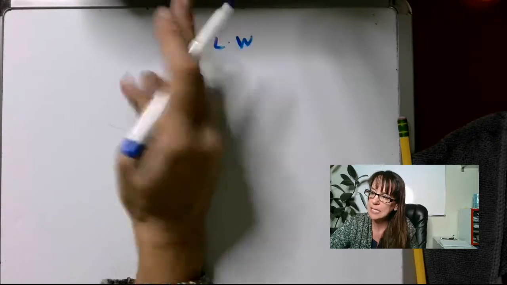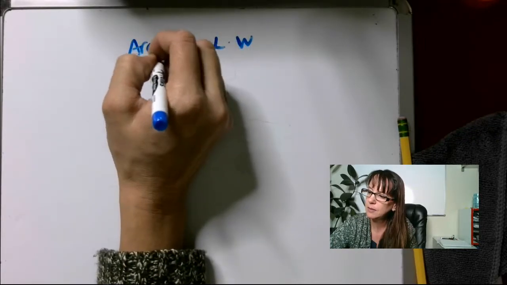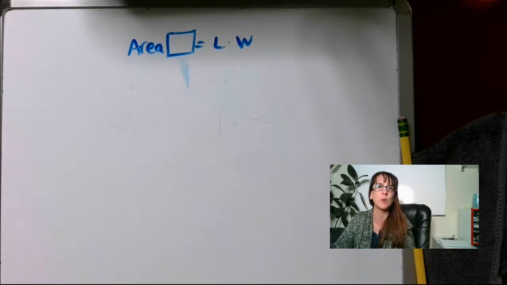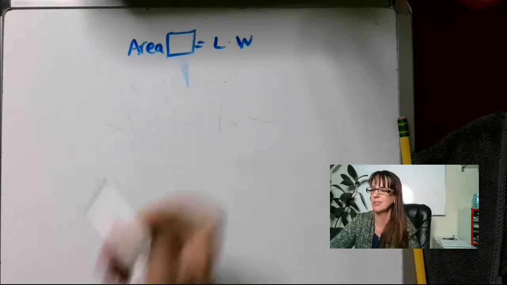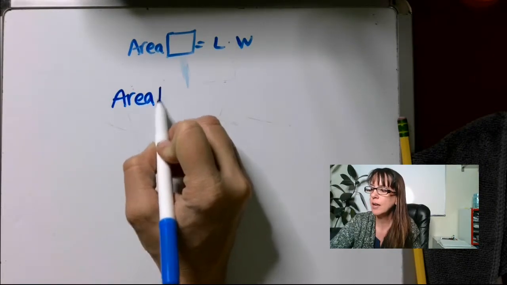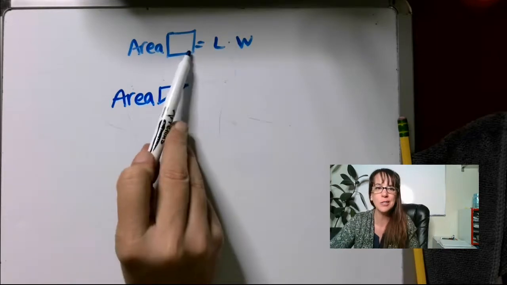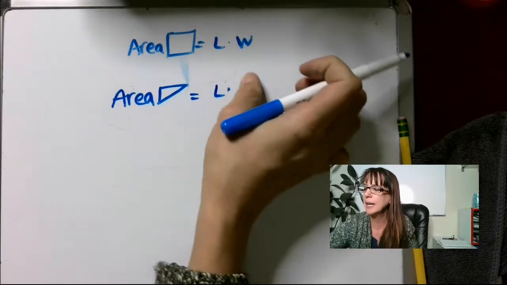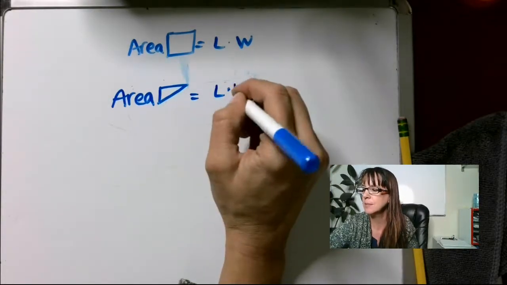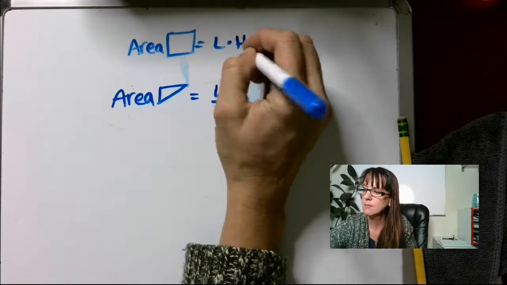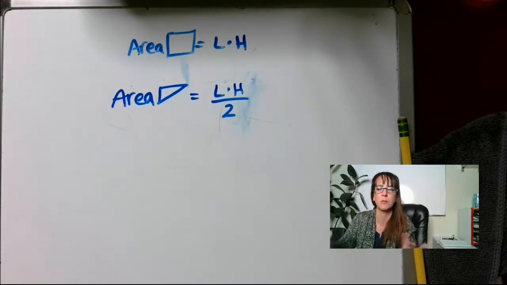Actually, let me write this out nicely. Area of a rectangle, length times width. It works the same for a square. You could say side squared, but you don't need that. Area of a triangle is literally just this, but cut in half. So it's length times height divided by 2. How about we call that length times height? Because then it's just one thing that you have to memorize.